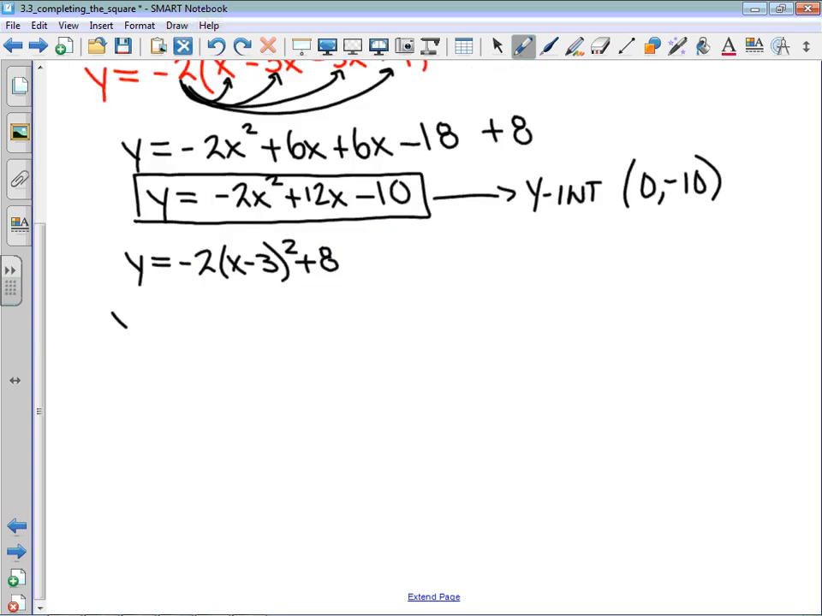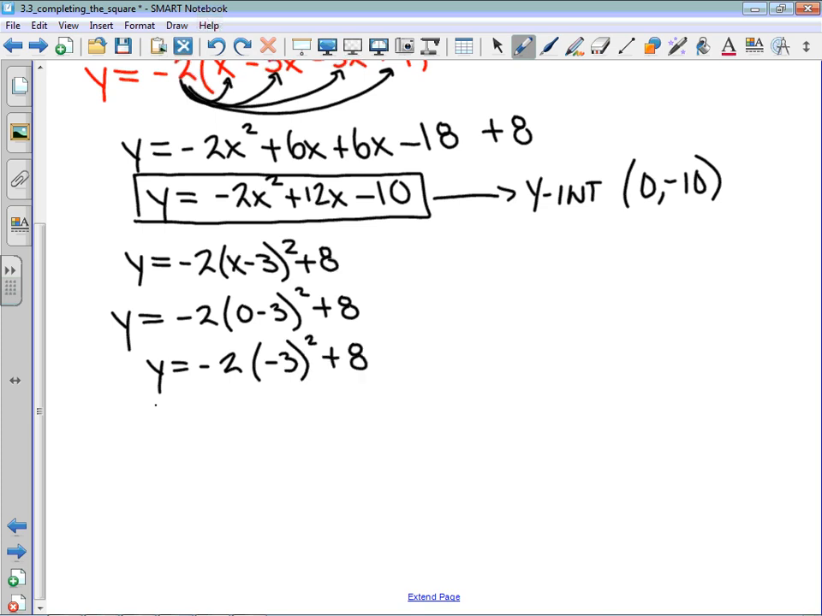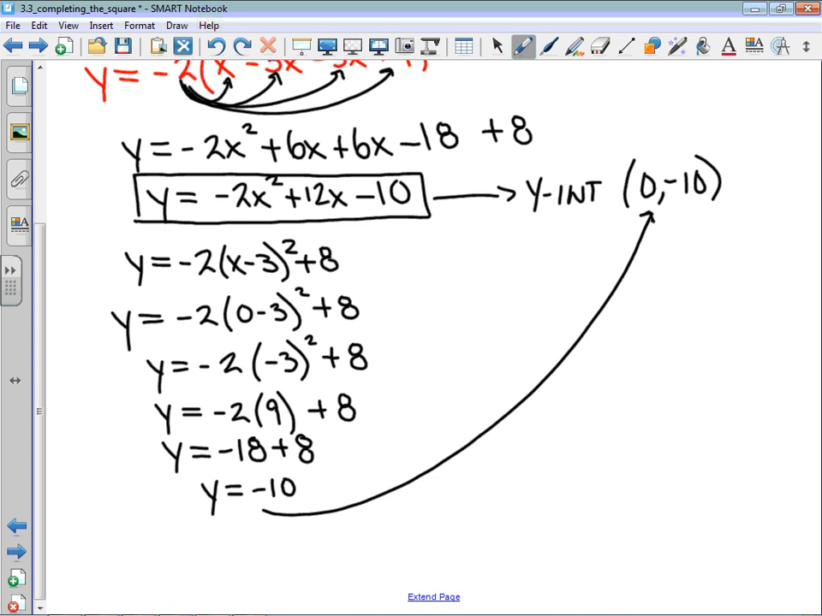So y would be equal to -2 times (0 minus 3) squared plus 8. That's y is equal to -2 times (-3) squared plus 8. This is y is equal to -2 times +9, right? A negative number squared is positive, plus 8. I get that y is -18 plus 8, and I get that y is -10. So we get the same y-intercept with both functions, which I agree is kind of the bare minimum verification you should do to make sure that you've done these questions correctly.